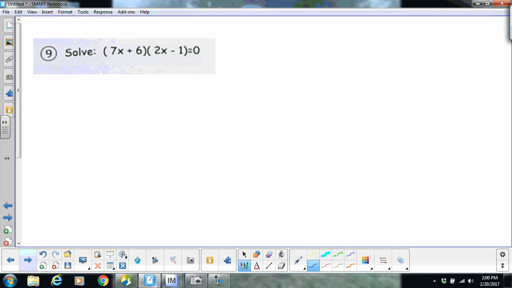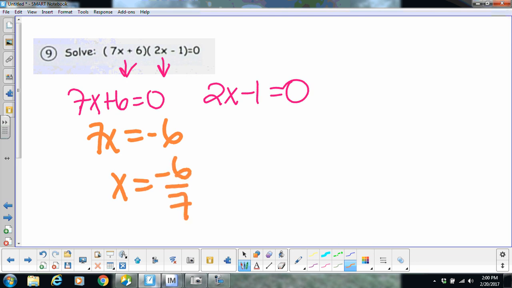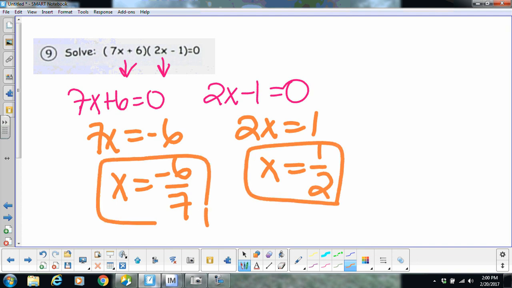Okay, so you're going to do the same thing there for number 7 and number 8. And then number 9 and number 10 are our solving problems. So remember, we basically just set these equal to 0. Okay, and solve. And we're good to go.